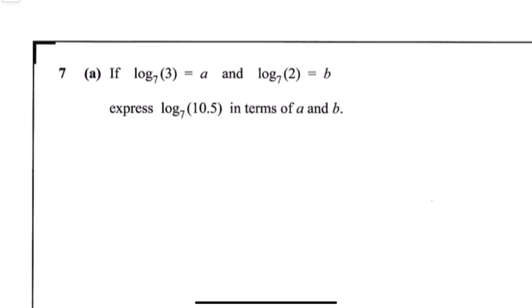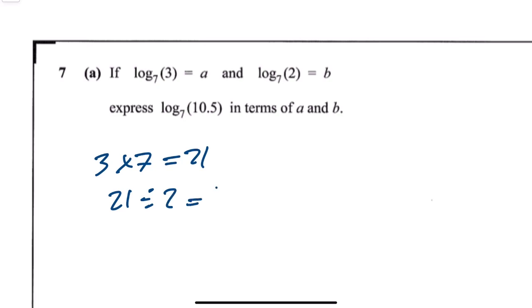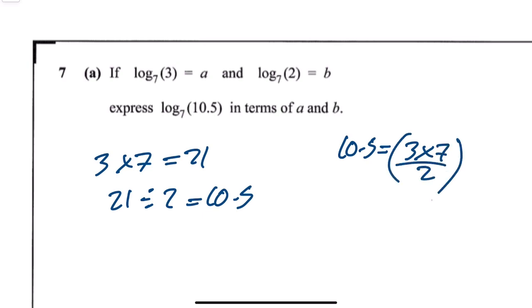So 10.5, let's see, I couldn't spot anything there for a minute, but then I thought, well, if I do 3 times 7, that gives me 21. And then if you do 21 divided by 2, that gives me 10.5. So 10.5 basically is 3 times 7 all over 2. So that's really what we're looking for. We're looking for log to the base 7 of 3 times 7 all over 2.